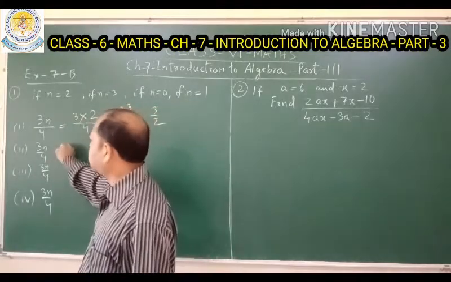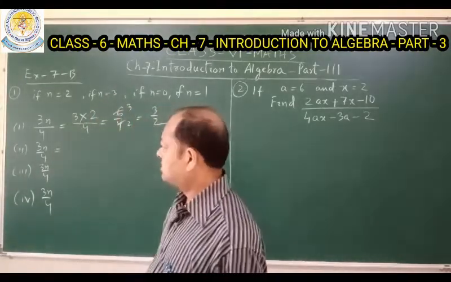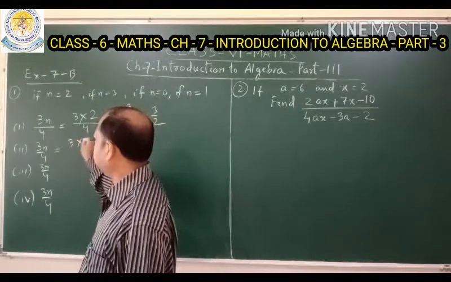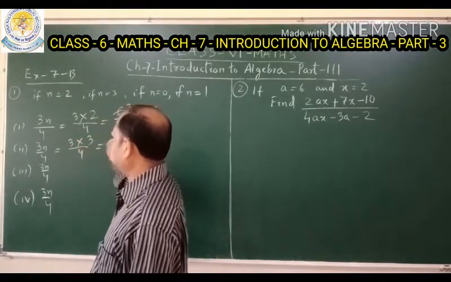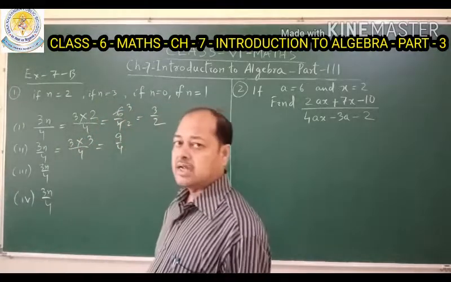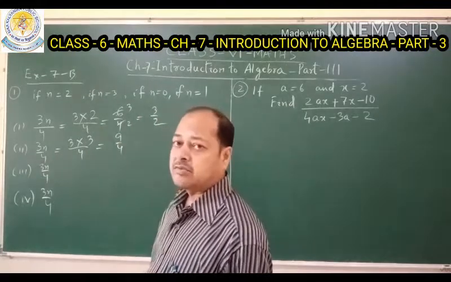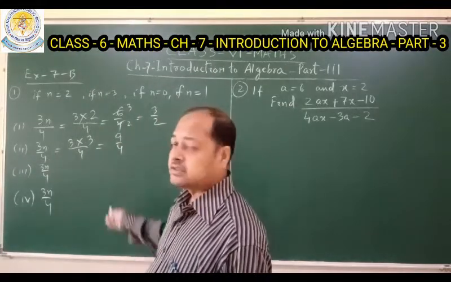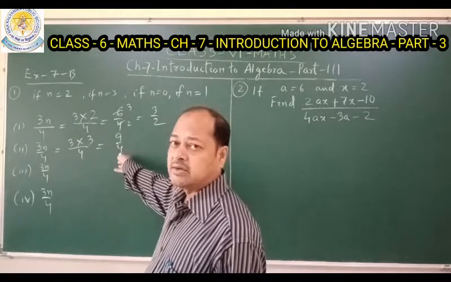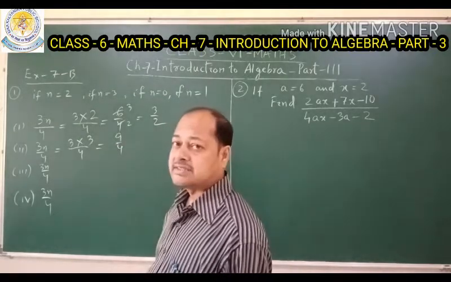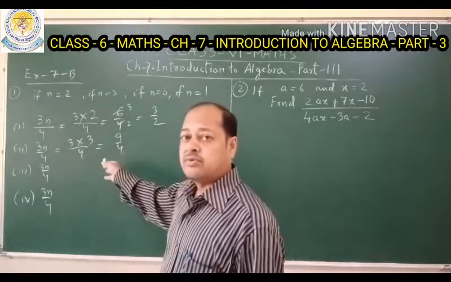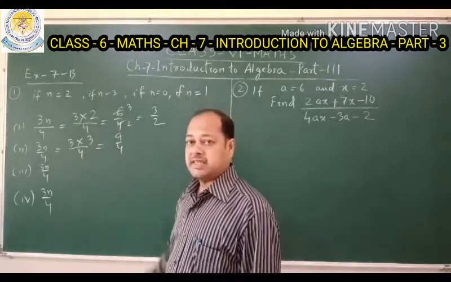Now look at this condition when the n value is 3. When the n value is 3, then 3 into 3 upon 4, that is 9 upon 4. And 9 upon 4 cannot be further minimized because this is already the lowest term, and there is no common factor except 1. So 9 upon 4 is the lowest term of 3n by 4.